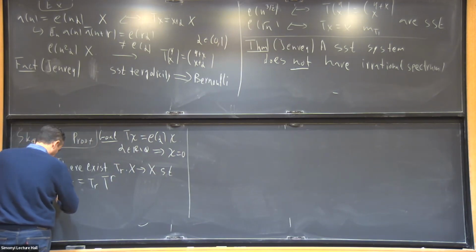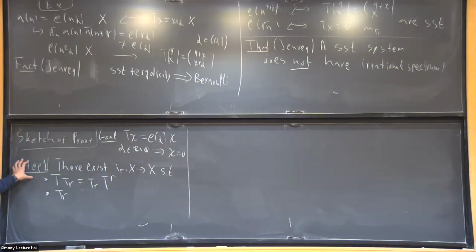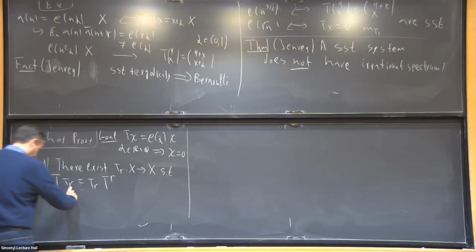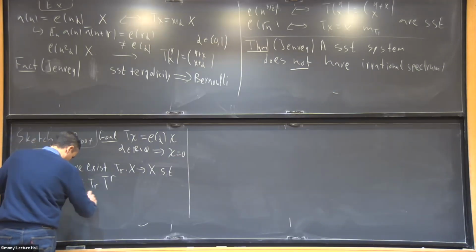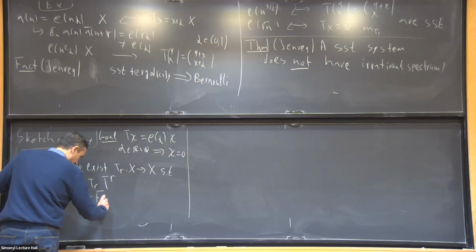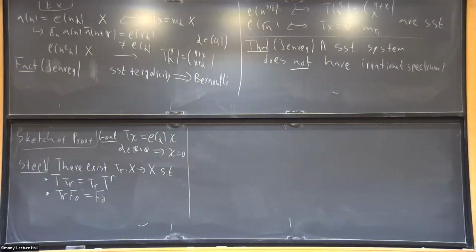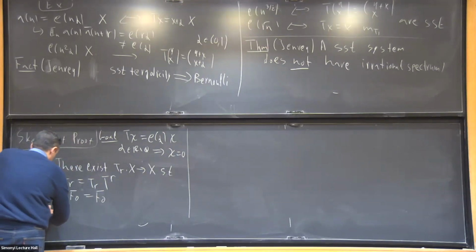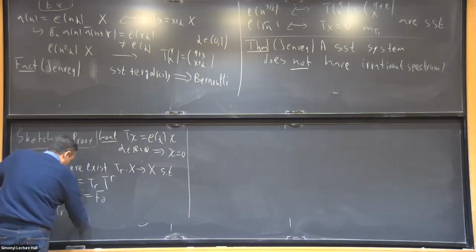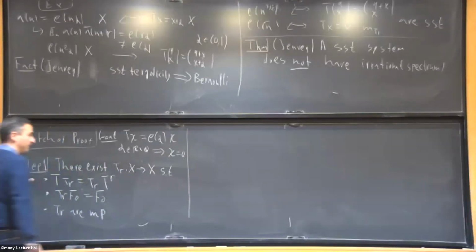Second, the tau_r are measure preserving, very important. But let me put this first. The zero coordinate function, the function of 0 that I have here, is preserved. And the third is that the tau_r are measure preserving. They preserve the measure mu that I have.